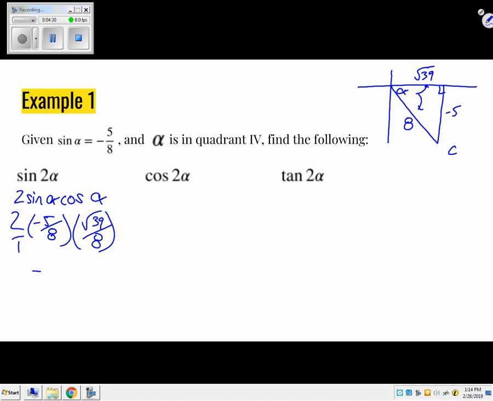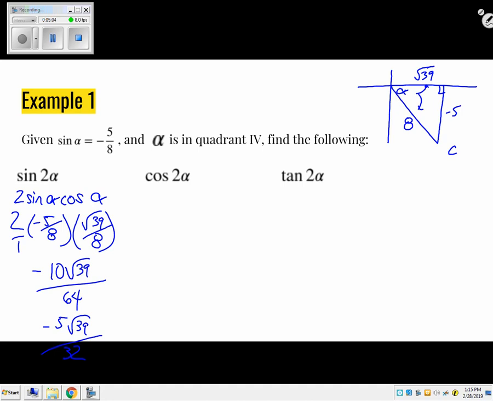So here we go. Without a calculator, look at this. I'm just doing it without a calculator. And if I leave my answer like that, I'm going to pull. So -5 square root of 39 over 32. 39 is 3 times 13, so no perfect squares to pull out. That'd be my answer.